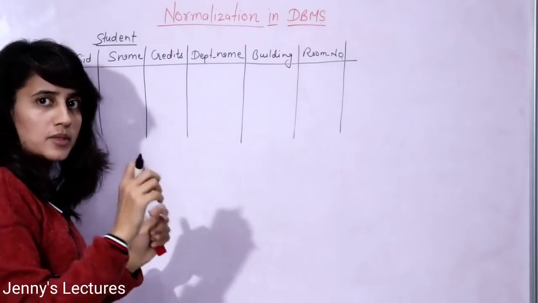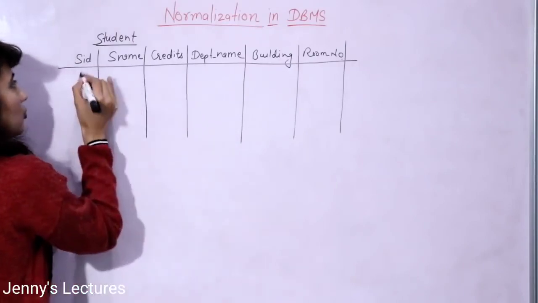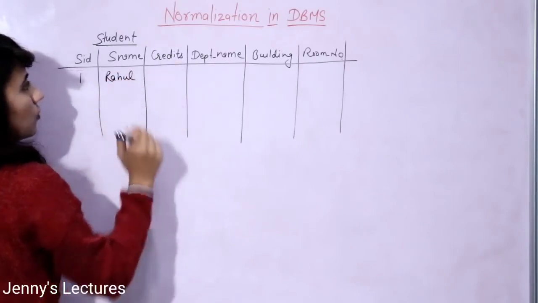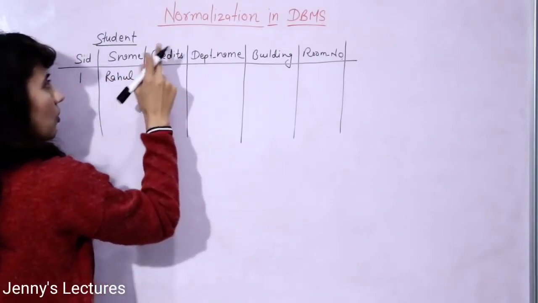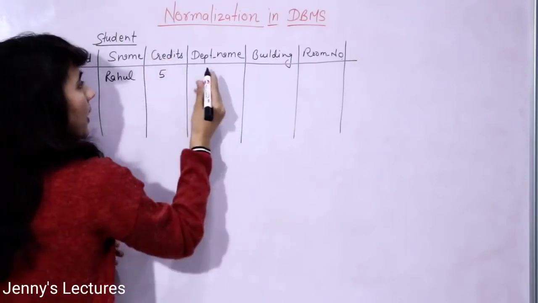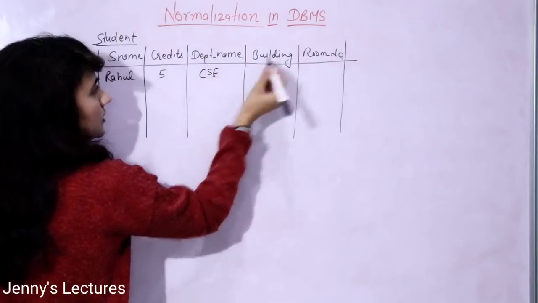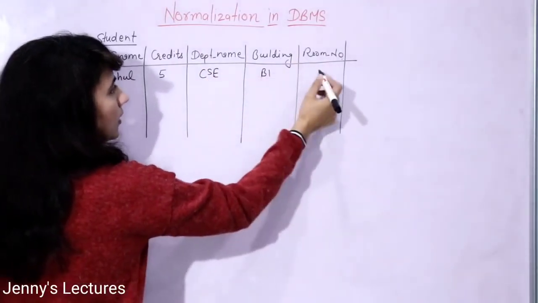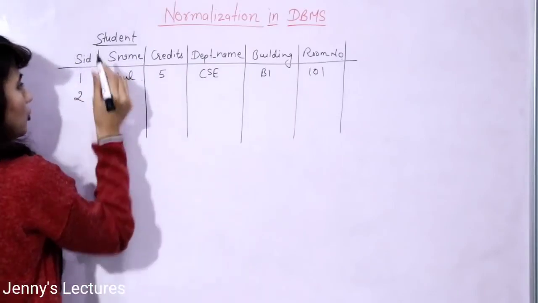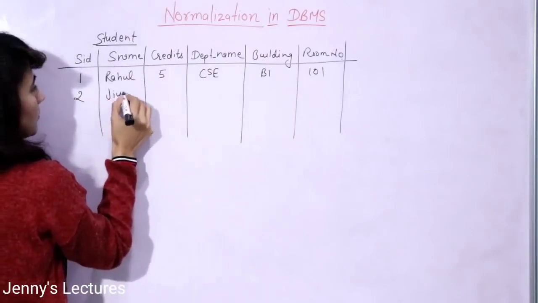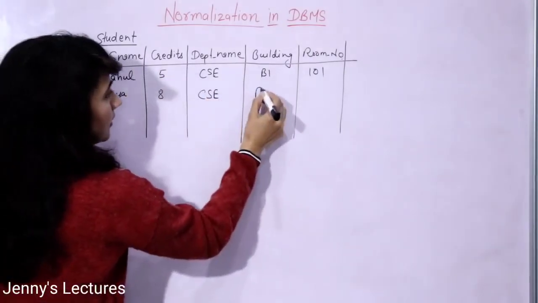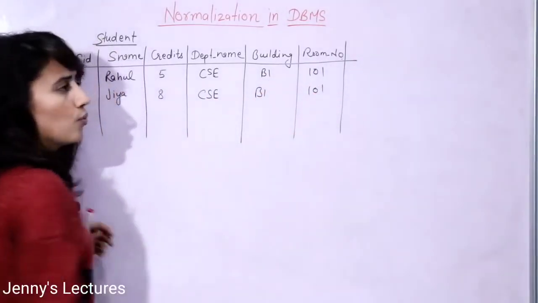Now suppose I am inserting some data in this table. Student ID is 1 and suppose name is Rahul, right, and total credit of this student is suppose 5 out of 10. Department name is CSC and building is suppose B1 and room number is 101, right. Again I am inserting a second student and the name is Jia, credit 8, same department CSC, building would be B1 and room number would be 101.